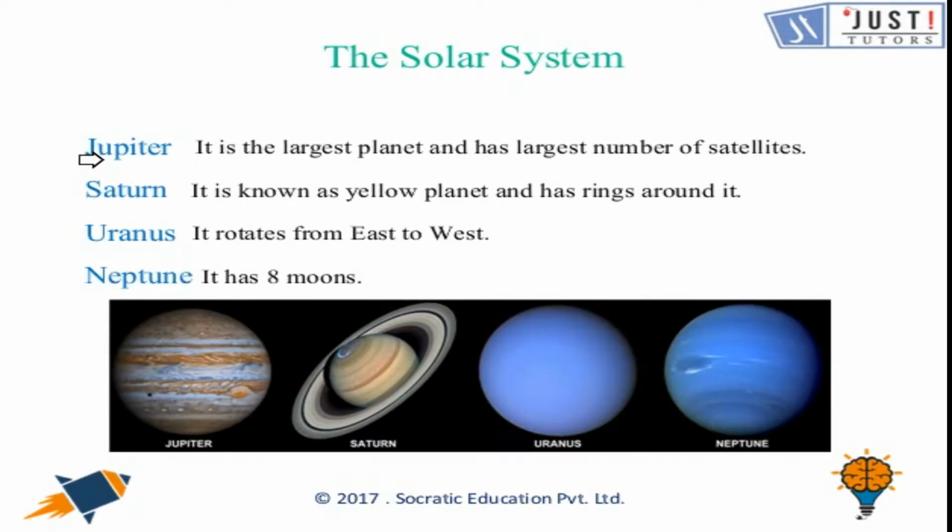So if we talk about Jupiter, that's the largest planet and has the largest number of satellites. And Saturn is known as the yellow planet and it has rings around it. If we talk about Uranus, that rotates from east to west, and the planet Neptune has 8 moons. So this was all about the 8 planets of the solar system.